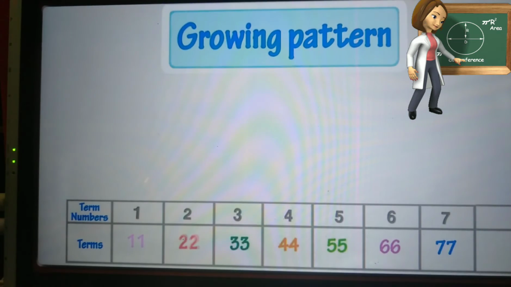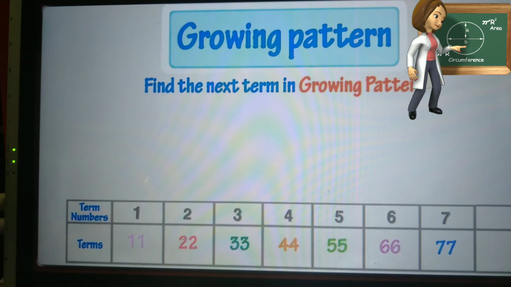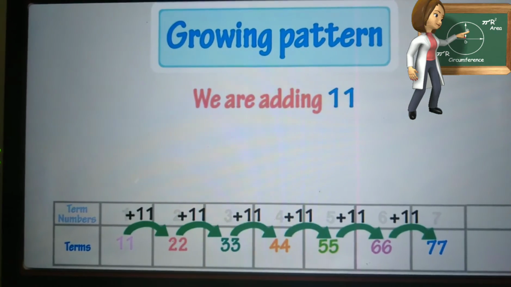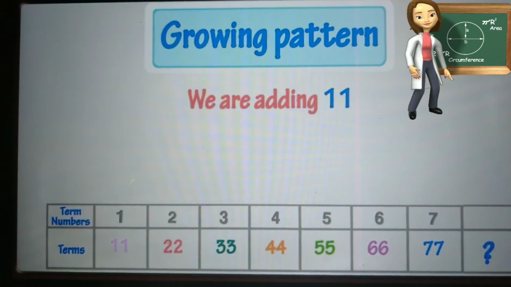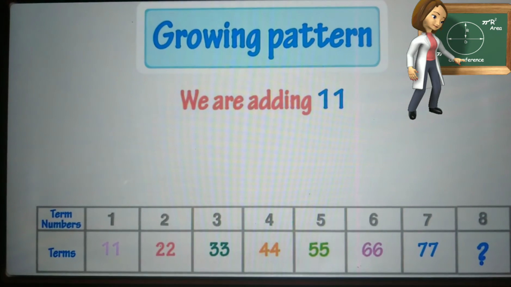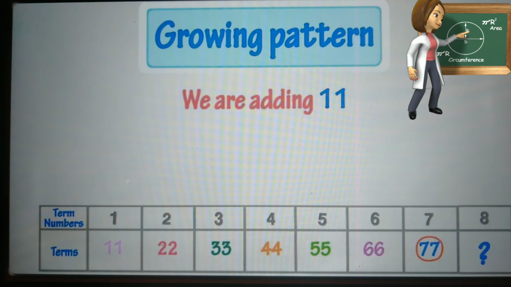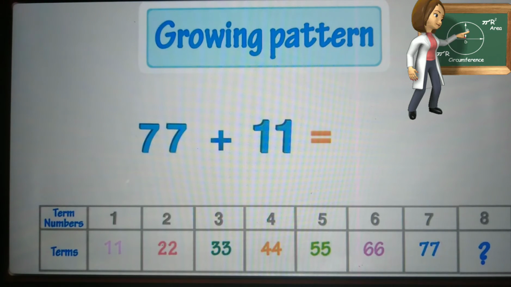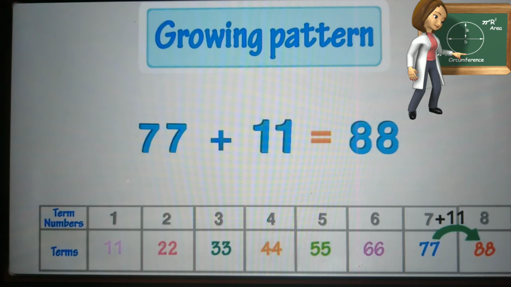In this growing pattern, with every successive term, we are adding 11 to the term. So to find out the next term, or the 8th term, we will add 11 to 77. 77 plus 11, we get 88. So the 8th term would be 88.